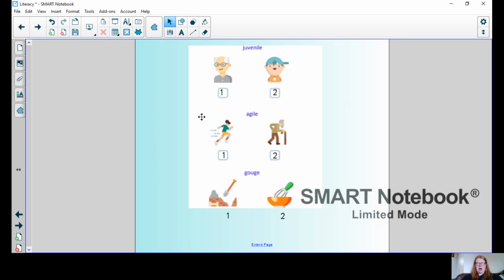The second word then, agile. Does picture number 1 show somebody that's agile or picture number 2 show somebody that's agile? Write that down. And finally, number 3, gouge. Does picture 1 show the verb gouge or does picture number 2 show the word gouge? Write that down.